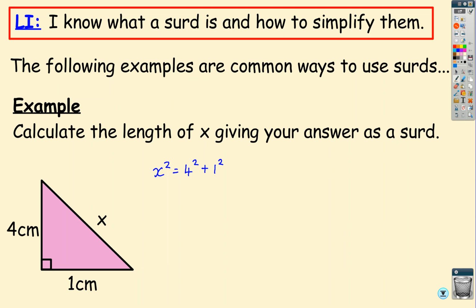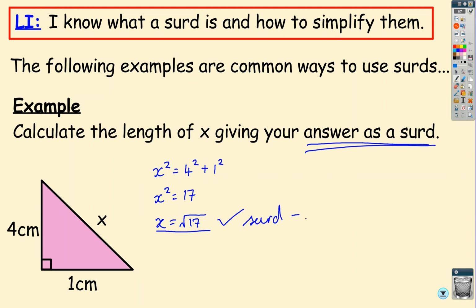Remember, when using Pythagoras' theorem, if you're finding the length of the longest side, you must add. X squared will then be 17, and so x is the square root of 17. Now, ordinarily, you'd grab the calculator and work out what the square root of 17 is, and give your answer to 1 or 2 decimal places. But we have to give our answer as a surd, so we're not going to take it any further than that. That is our surd, which is an exact value.